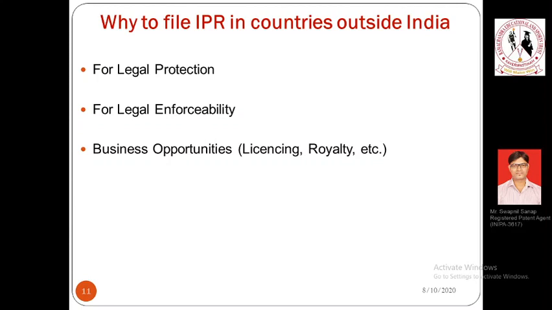Two reasons why one should file an IPR in countries outside India. First, because the nature of the IPR is territorial or jurisdiction based. That means you may get a right to stop any person from using, manufacturing, selling, importing, exporting in India after you file the IPR in India. But if the same person tries to manufacture, use, sell, export, import your invention or your trademark outside India, you will have no jurisdictional right to file any legal action against him. Is this clear? That is one of the reasons.